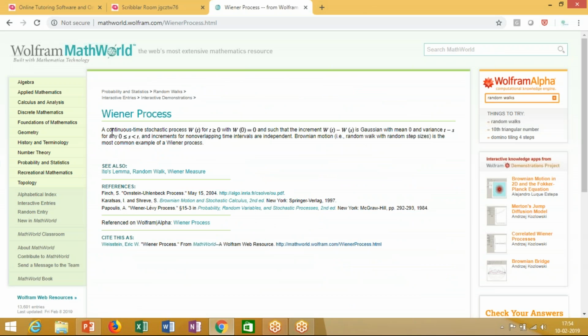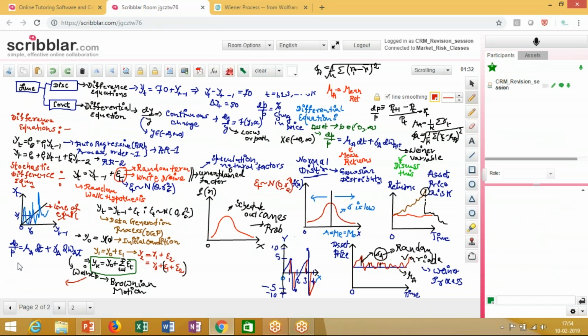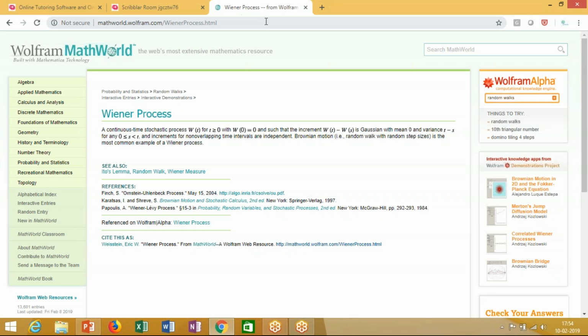It says that it is a continuous time stochastic process W t with W0 equal to 0. So it says that at an initial point of time, W0 is 0. So it starts from 0. This is a very important specification of this Brownian motion, right? So it says that W0 is equal to 0, right?